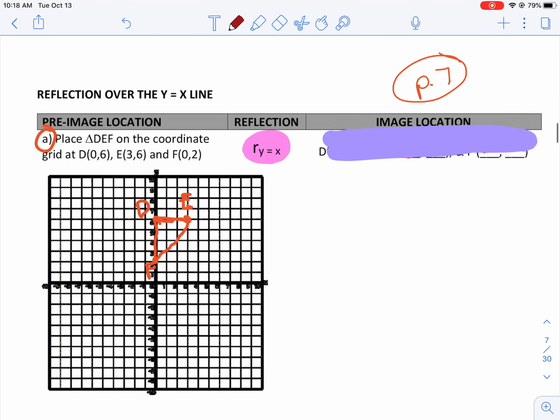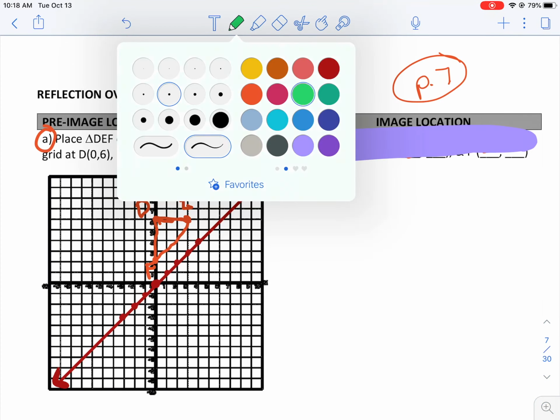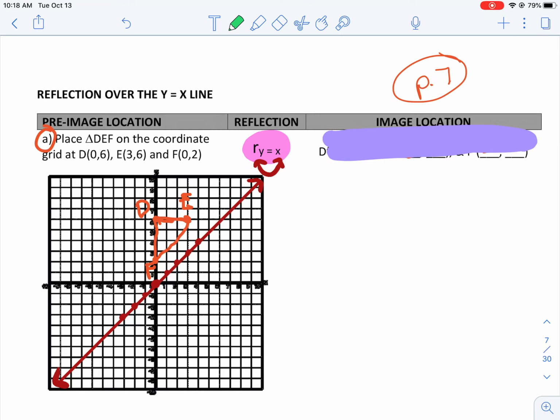And then what do we do when we have y equals x? Well, the line y equals x goes right through the center of our graph like this. That's the line, if you plot it, y equals x. The slope is 1, it crosses the x-axis. There's a few ways to do this, but probably the easiest way is, we have D is 0, 6. What we're really doing is we're going to take and flip this point over. So I'm going to just flip-flop these points.